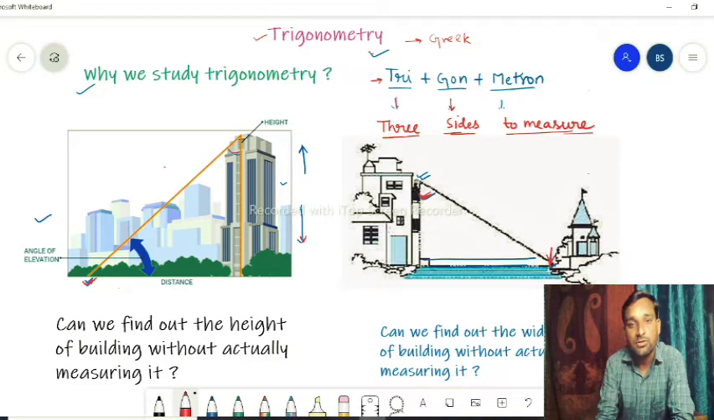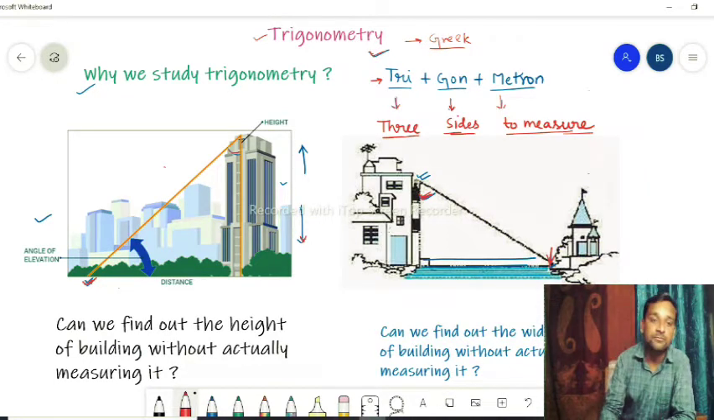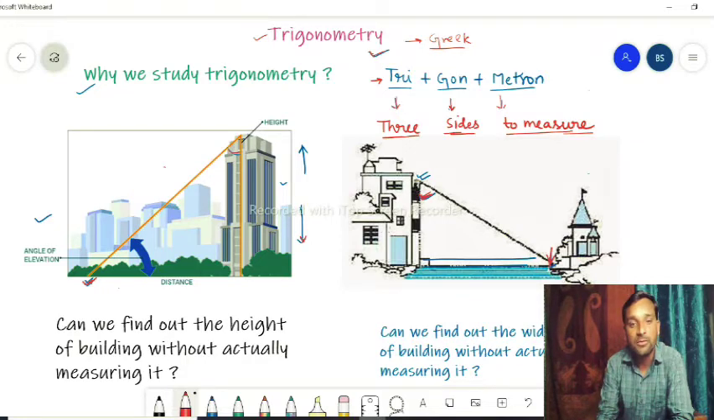The word trigonometry is derived from the Greek word. Basically it is made up of three words: tri plus gon plus metron. Tri means three, gon means sides, and metron means to measure. So what is the definition of trigonometry? Basically trigonometry is a branch of mathematics in which we deal with the sides and angles of a triangle. Now we will define the trigonometric ratios. Basically the trigonometric ratios are the ratio of sides of a right triangle with respect to the acute angles.